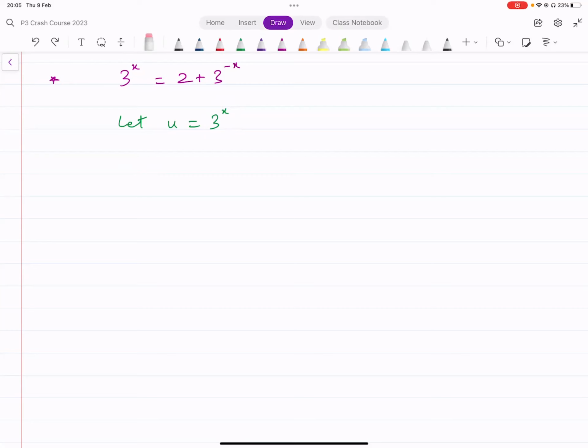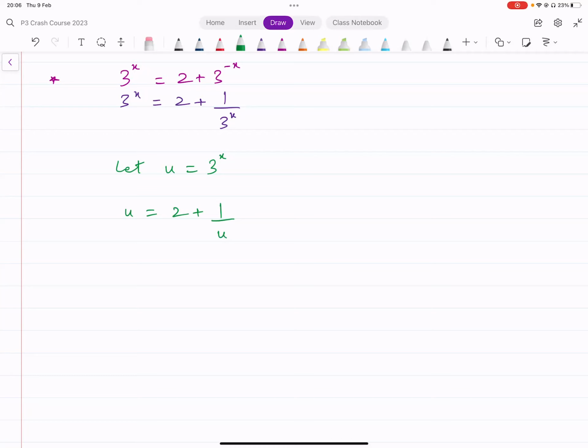Now, you can actually change it to that form first. I could write it first as 3 raised to power x equals 2 plus 1 over 3 raised to power x, right? So it's 3 raised to power minus x. I could write it as 1 over 3 power x. And then I could say, let's assume another letter u equal to 3 power x. And when we do that, it gives us u equals 2 plus 1 over u. And now it's a simple equation that we know how to solve.